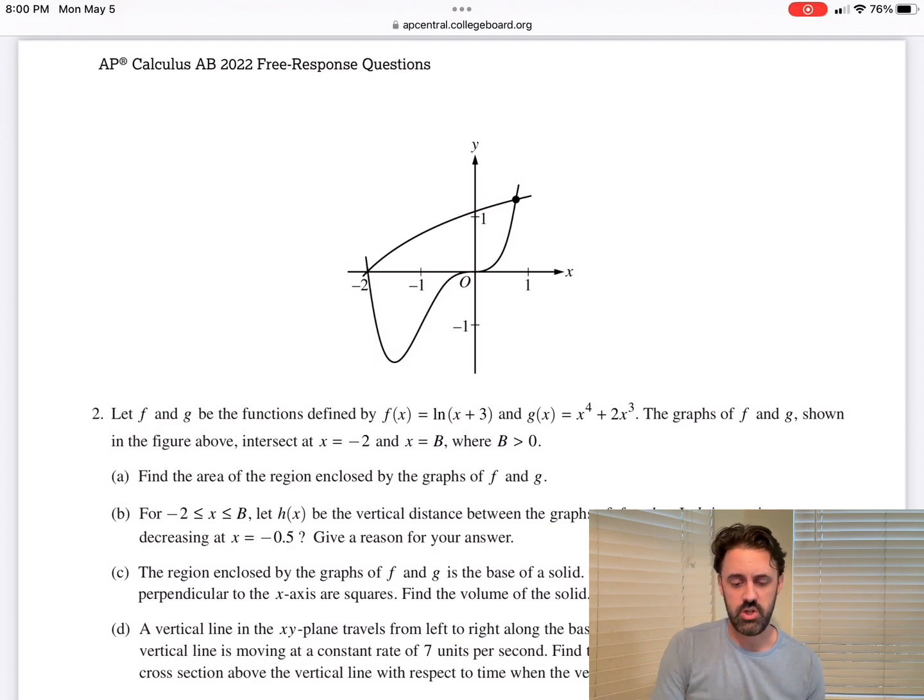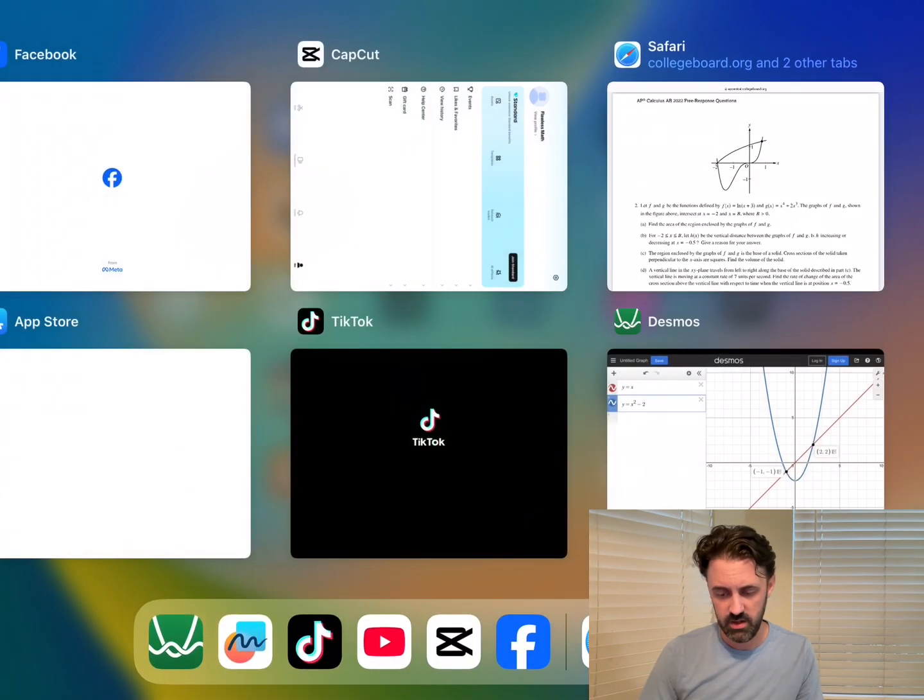The graphs of f and g shown in the figure above intersect at x equals -2, so they gave us that intersection, and x equals b, so they didn't give us b, so we're gonna have to figure out what that is. Now, I'll show you guys in a second what b is, but I just want to show you guys something on Desmos if you're not aware.